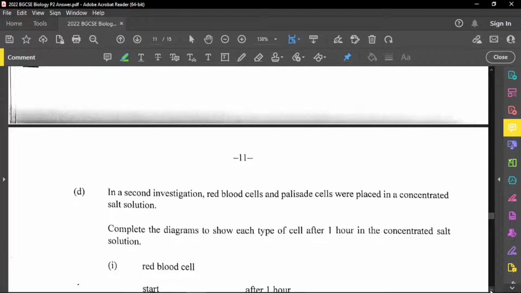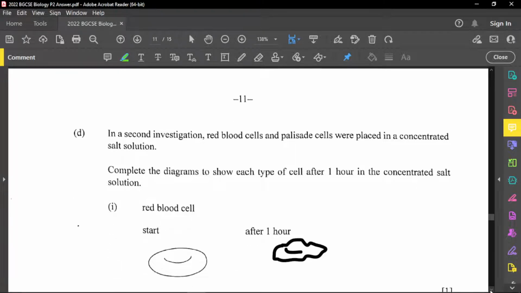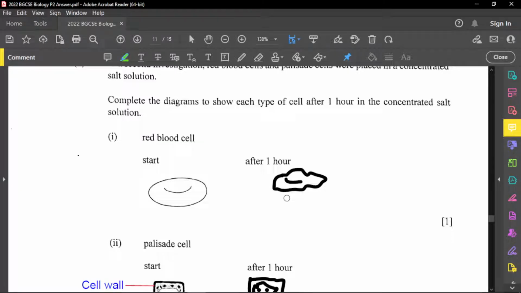All right. Part D. In a second investigation, red blood cells and palisade cells were placed in a concentrated salt solution. Complete a diagram to show each type of cell after 1 hour in the concentrated salt solution. So the drawing was done. We have the red blood cell at the start, and the red blood cell may look something like this. The fact is that it will get smaller. And the reason for that is, in concentrated salt solution, water will leave the red blood cell and go out, and so the red blood cell will shrink and become flaccid.